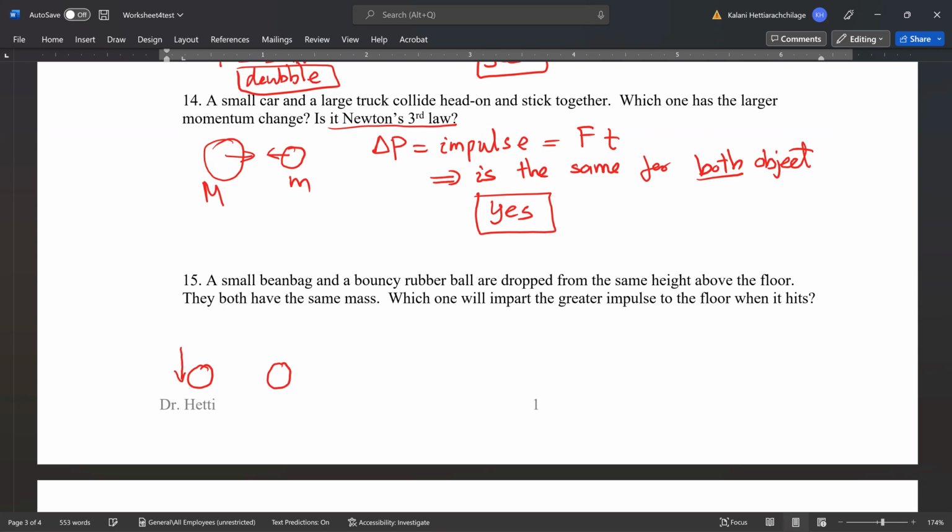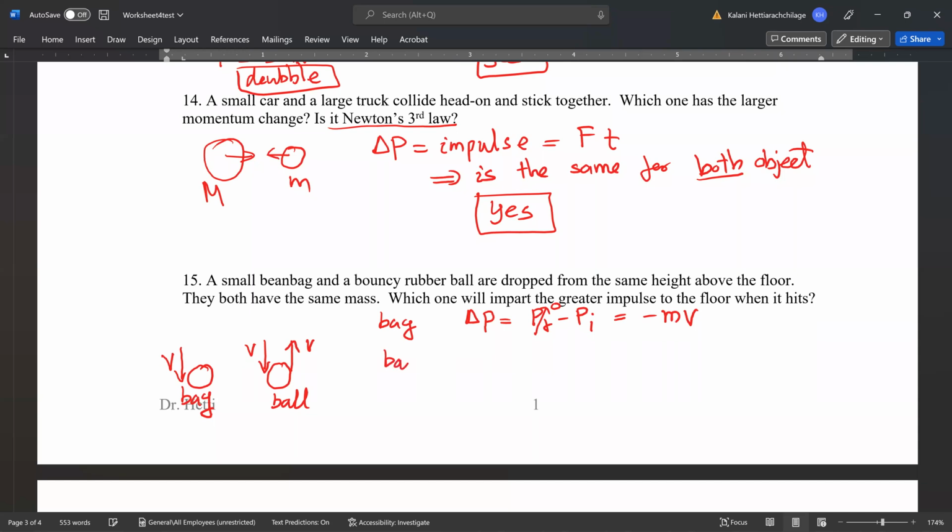When the bag drops with some velocity, it's going to stay there. It is not bouncing back, right? But if it is the rubber ball, it's going to bounce back with the same velocity. This is the ball, this is the bag, right? So now, for the bag, the change of momentum is P final minus P initial. Now final is not bouncing back, that means this is 0. That means I have negative M and V, right?